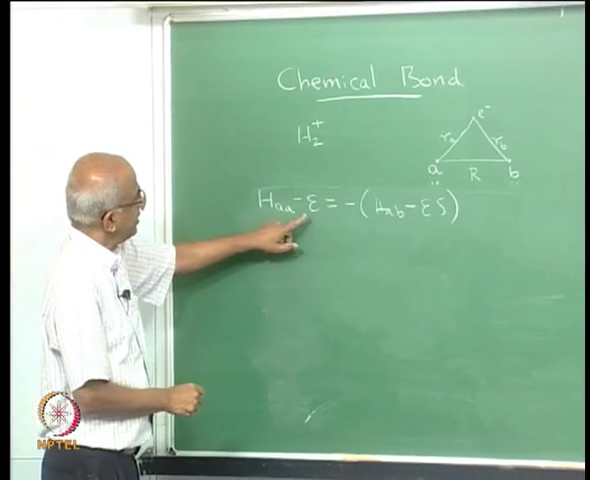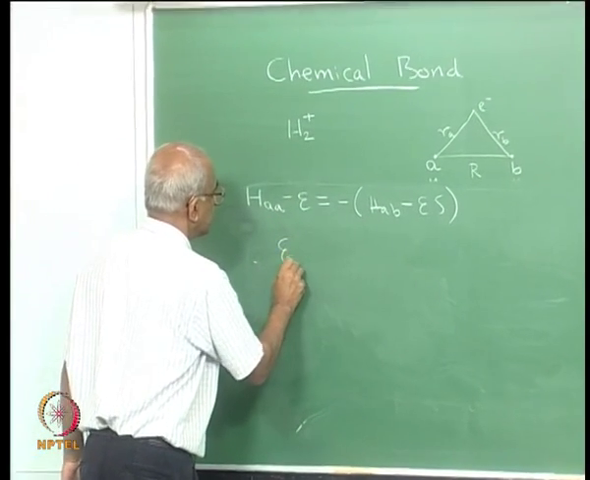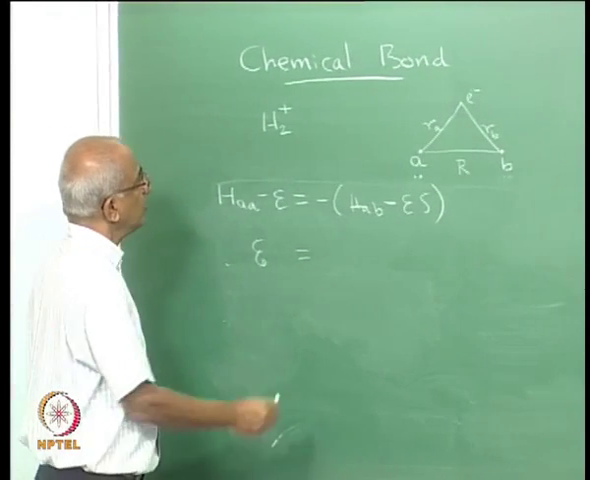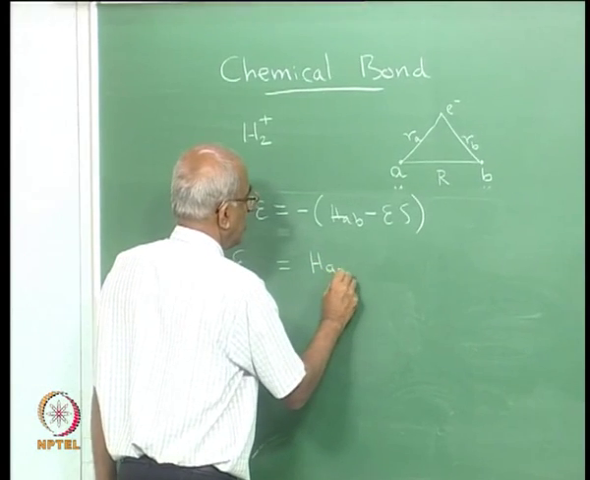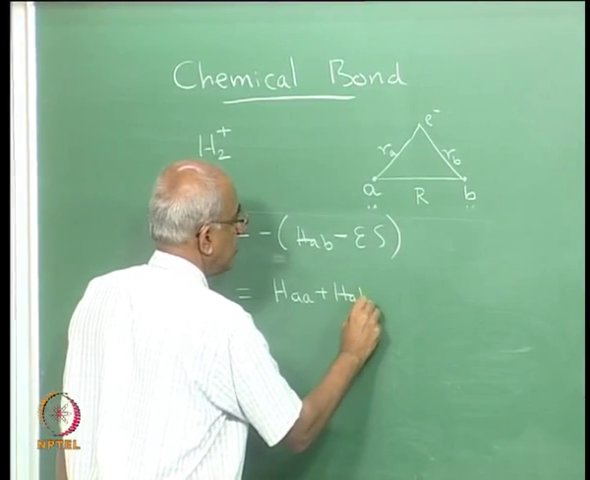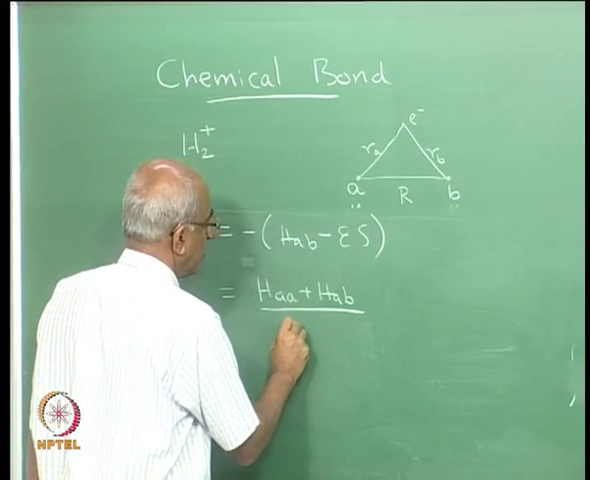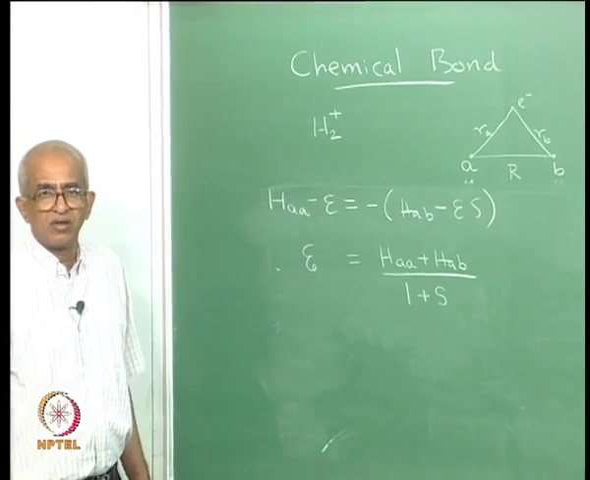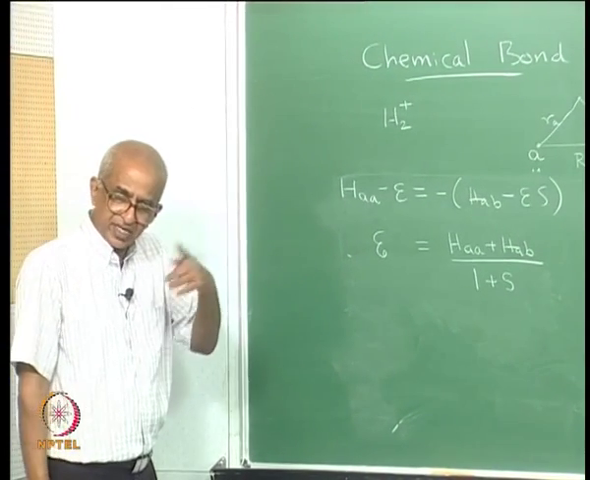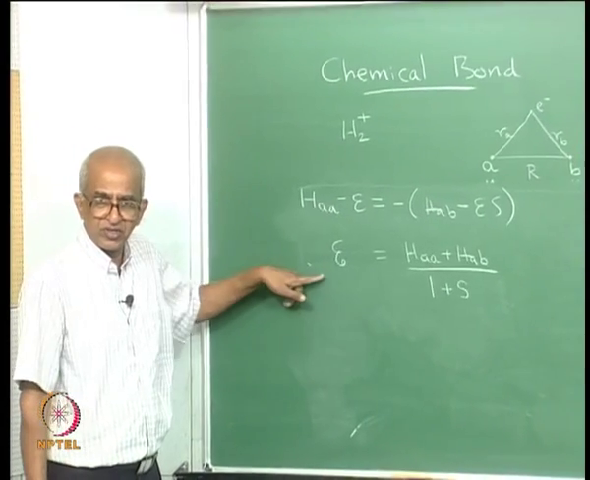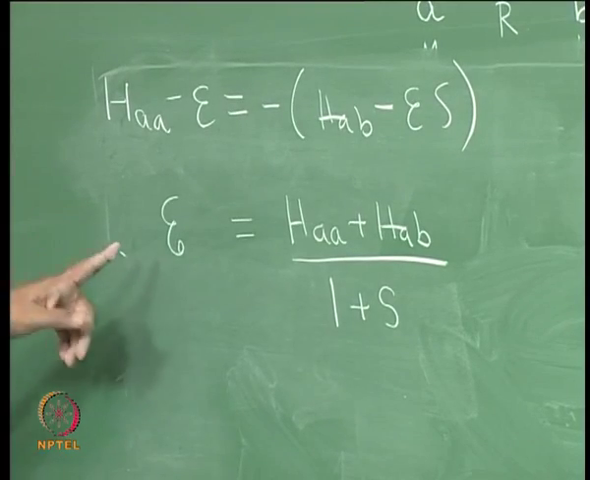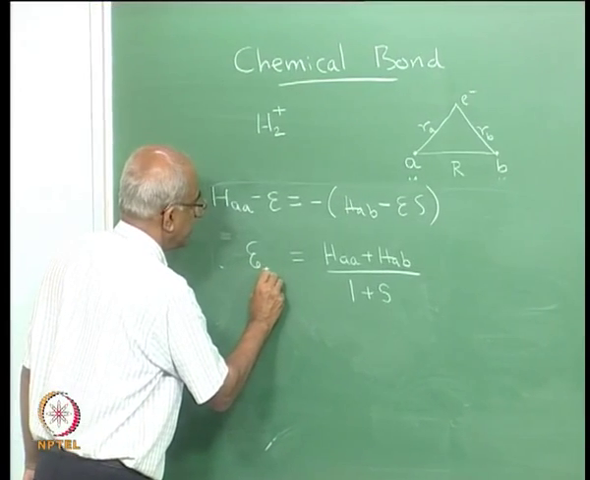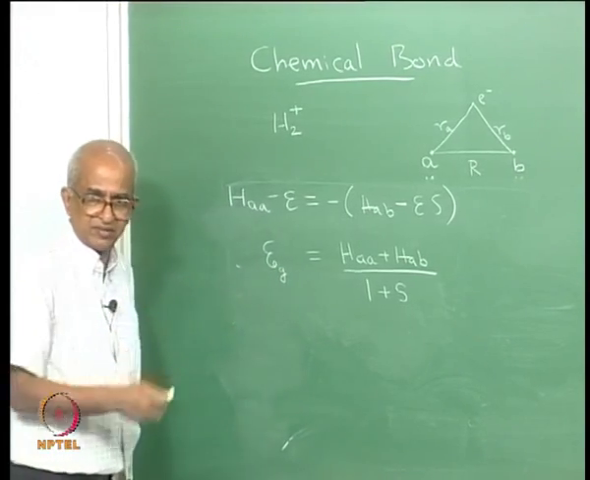So, I can rearrange and get an expression for script E. What is the expression? H A A plus H A B divided by 1 plus S is the answer that you will get, okay, and for reasons which I will explain later. I am going to get one more solution for script E. So, I would like to distinguish between this solution and the other solution, and for this solution I will put a subscript G, reason will become clear later.